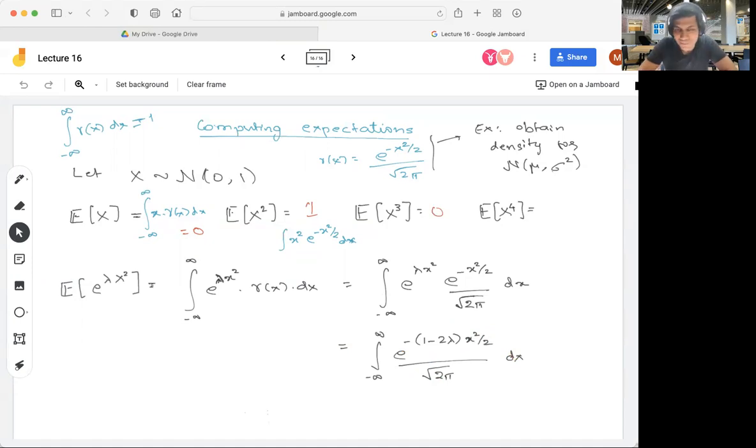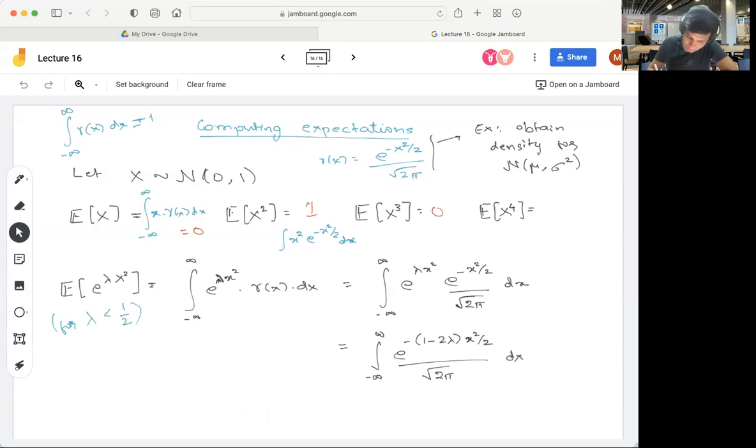One thing to notice here is that if lambda is bigger than half, then the exponent is actually positive and the integral will go to infinity. So we can't really get a finite bound on it. So it only makes sense to try and obtain the value for lambda less than half. And for lambda less than half, it's easy to relate it to the integrals we know for Gaussians by using a change of variables.